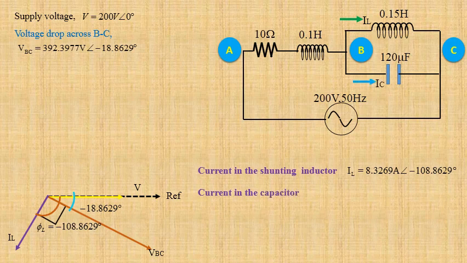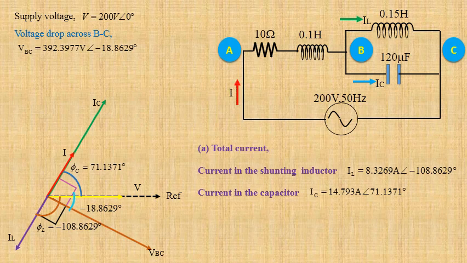Current flowing through the capacitor IC equals 14.793 ampere at an angle 71.1371 degree. It means IC leads supply voltage by an angle 71.1371 degree, whereas it leads VBC by an angle 90 degree. Here IC and IL oppose each other. Since IC is greater than IL, if we subtract IL from IC, we shall get the total current. We have determined total current I equals 6.4661 ampere at an angle 71.1371 degree.